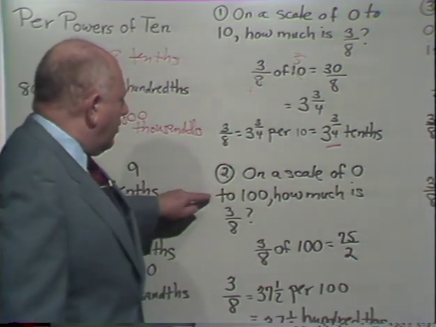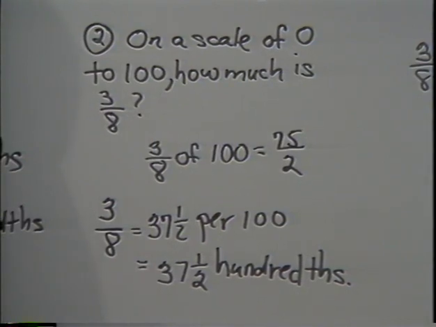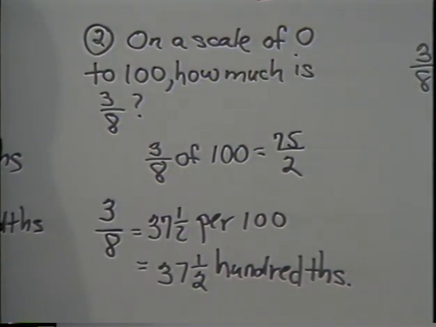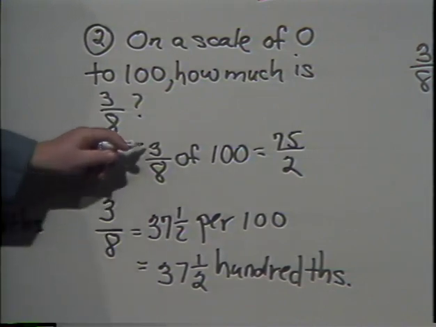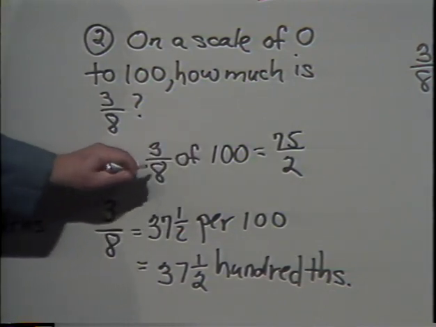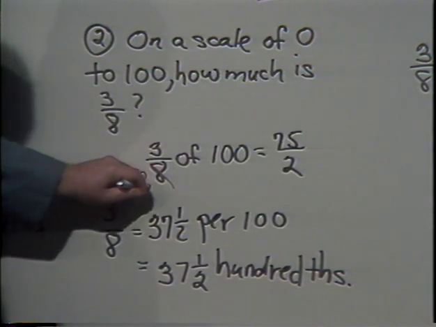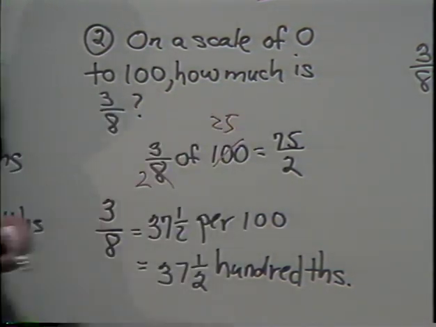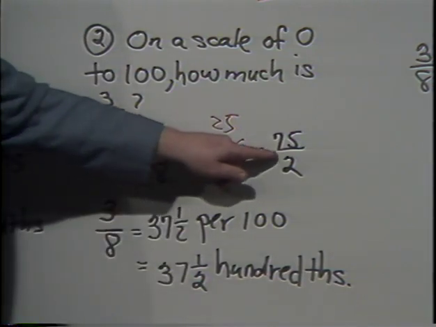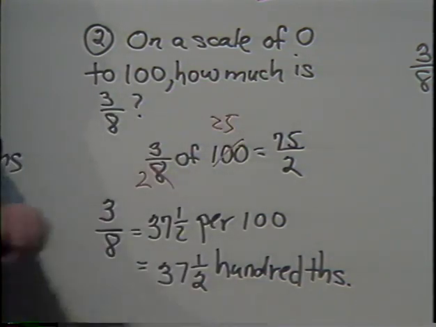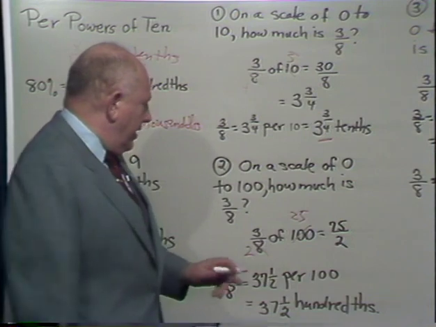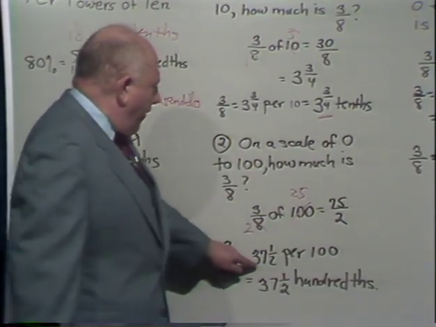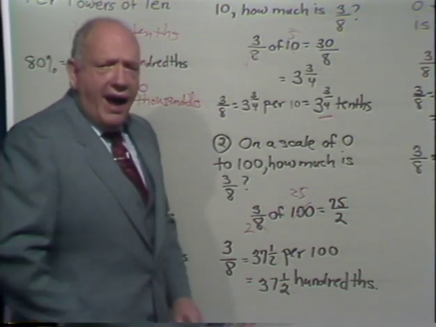On a scale of 0 to 100, how much is the rate 3/8 equal to? In other words, at a rate of 3 out of every 8, how many would you be taking out of every 100? So what we would do is we would take 3/8 of 100. So 4 goes into 8 twice. 4 goes into 100 25 times. That's the same as 75 over 2. 75 over 2, divide the 2 into 75 to convert it into a mixed number. That's 37.5. So at a rate of 3 out of every 8, you're taking 37.5 out of every 100.